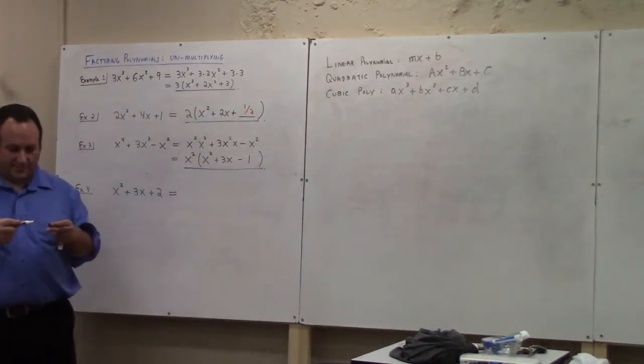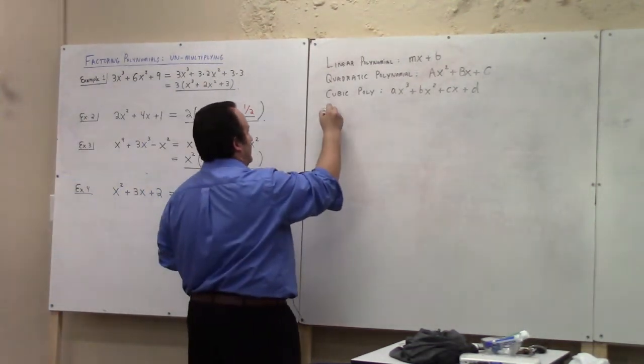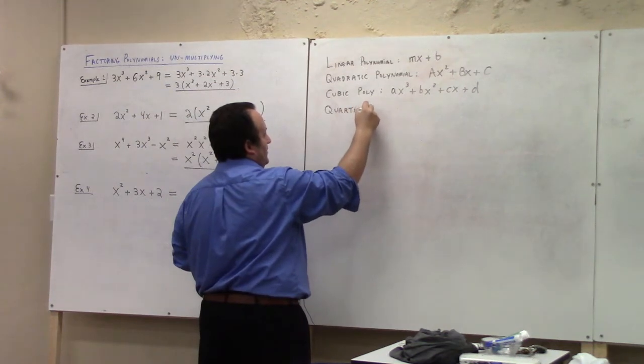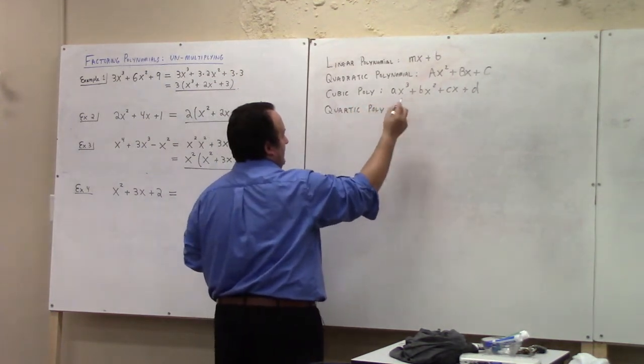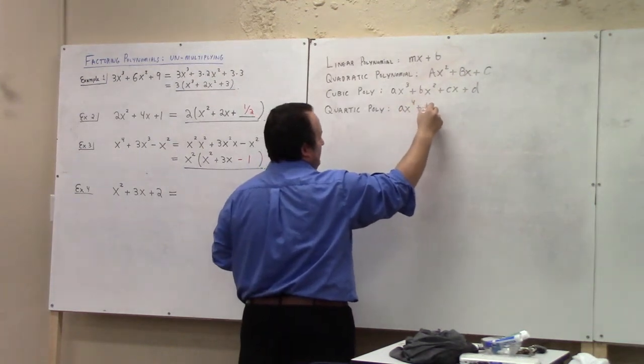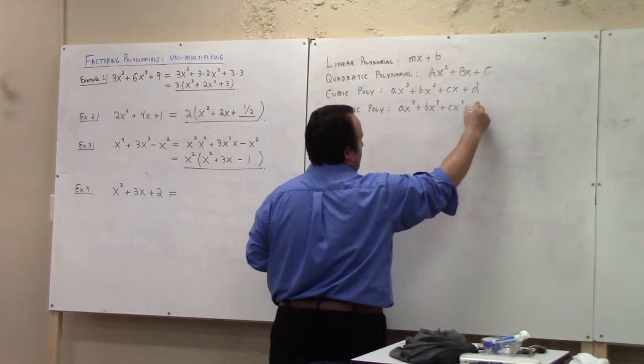What does a quartic polynomial look like? You're like, enough already, stop. A quartic polynomial is something that looks like ax to the fourth plus bx cubed plus cx squared plus dx plus e.